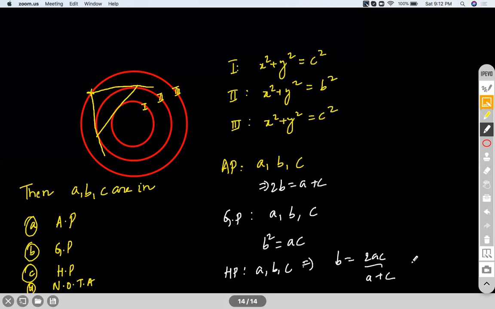So from the outer circle, that is the third circle, you are drawing a chord of contact to the second, which happens to be a tangent to the first. Oh, by the way, my bad. This is a squared.